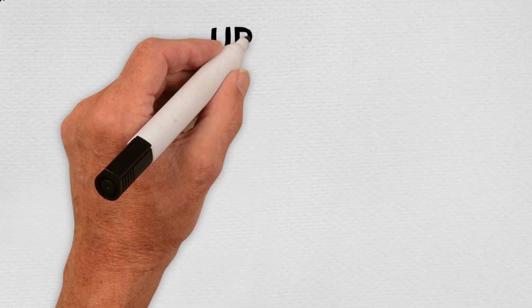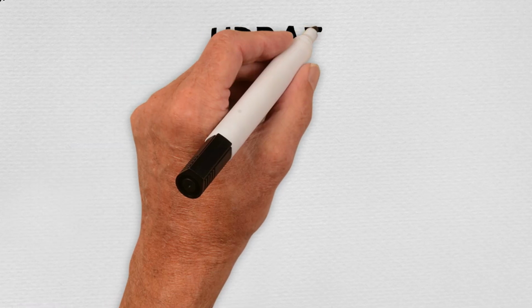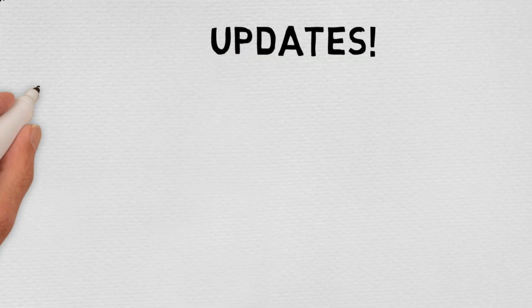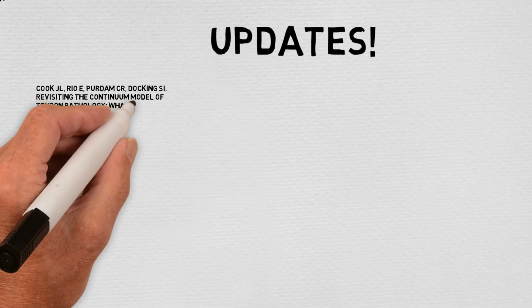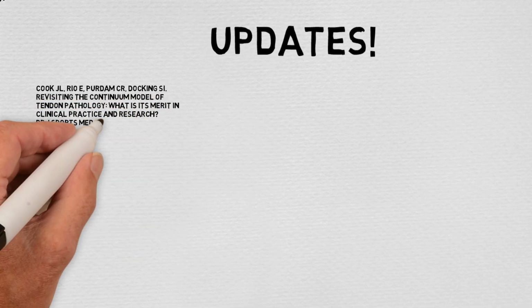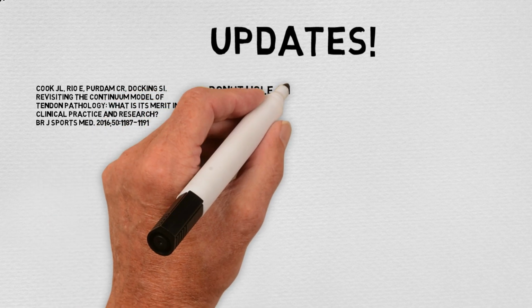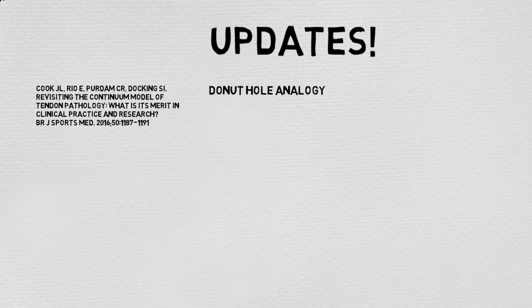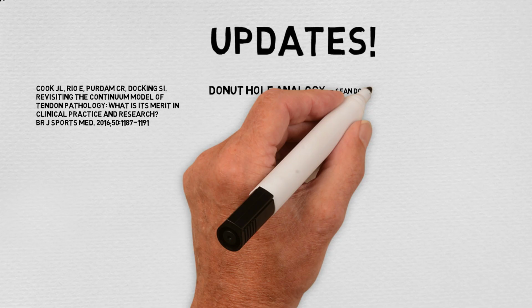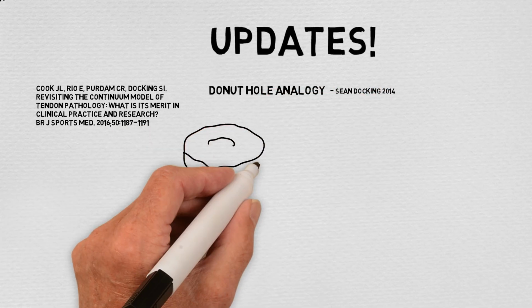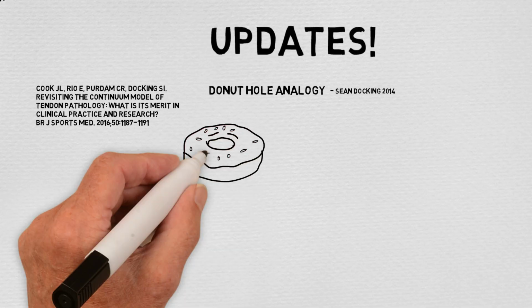Since the continuum was first proposed in 2009, it has been used in research, has further been considered, and we know more about tendons. As such, Cook et al. published a paper revisiting and discussing the model. In this, they emphasised the donut hole analogy first suggested by Docking in 2014. This is the idea that while we have a continuum of tendinopathy, not all of the tendon is going to be in the same state at the same time.